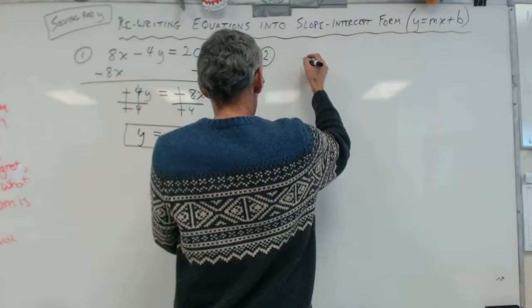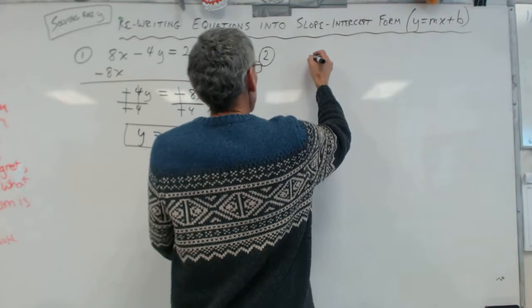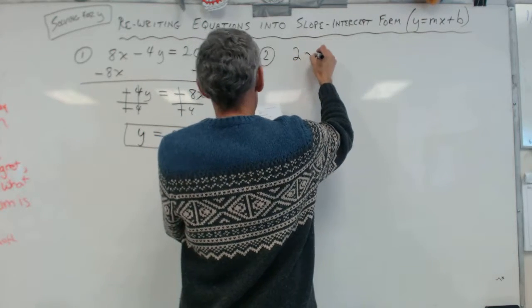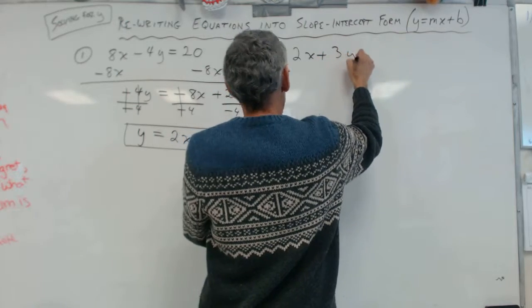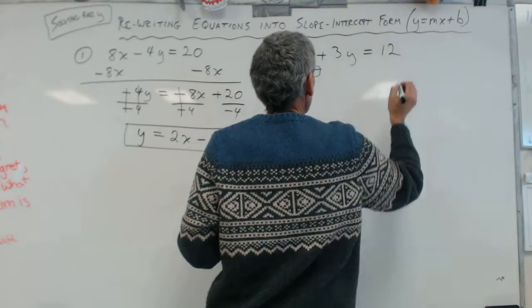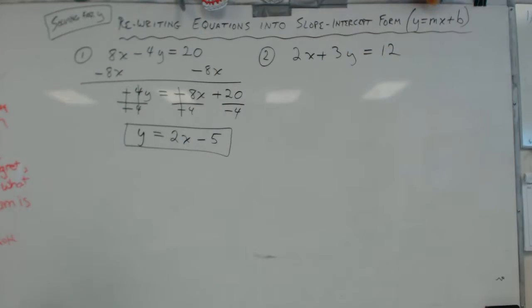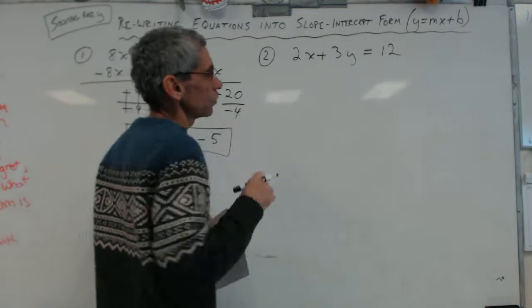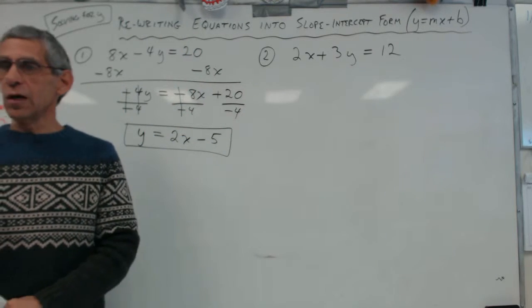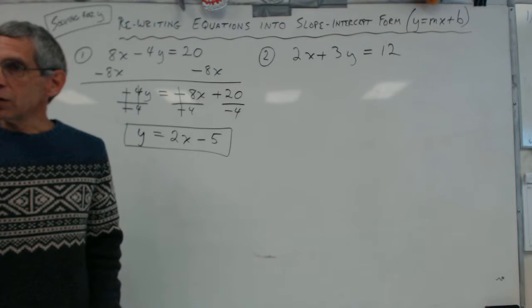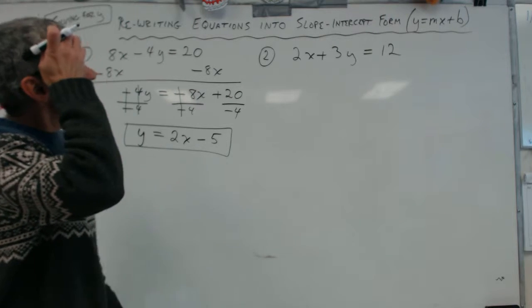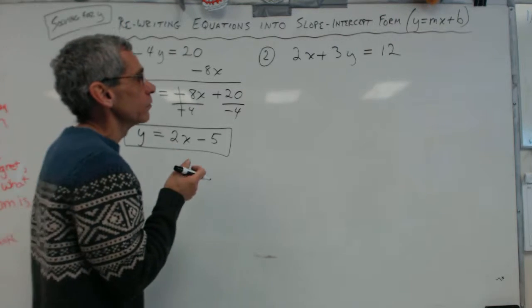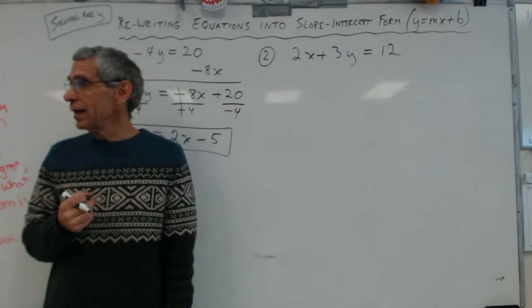Yes, okay, let's try another one. How about 2x plus 3y equals 12. Guys, stay focused. We're doing one more easy one, and then I'm going to do a couple harder ones, so you can see. All right, so we had 2x plus 3y equals 12. I want it to say y equals.